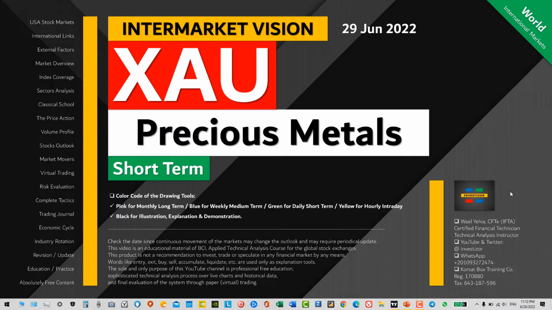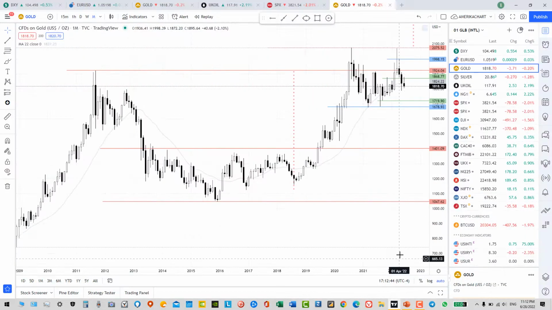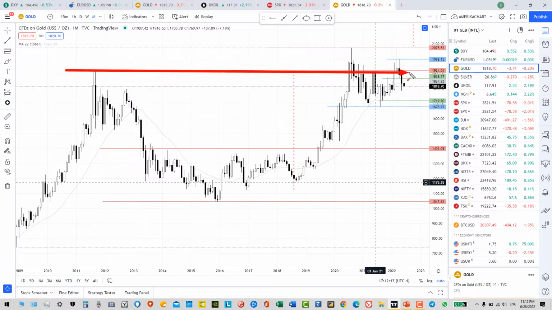In this video, we will apply the classical technical analysis over the short term for the precious metal gold. And as usual, we will start with the monthly chart, and as we can see, the metal is testing the monthly resistance around 1924, and of course you will notice a lot of volatility and some shooting stars as reversal candlesticks over the monthly chart, showing the selling pressure that appears around the monthly chart.